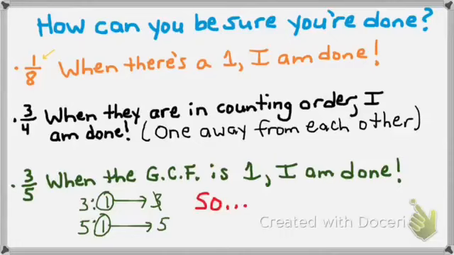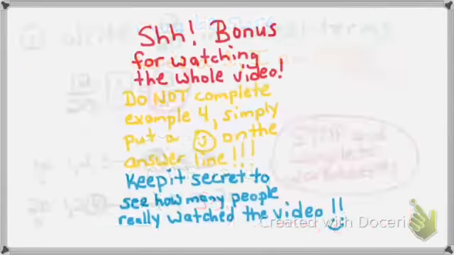So go back up to the orange. When there's a 1, I'm done. Black, when they're in counting order or they're one away from each other, I'm done. And the green, when the GCF is 1, I am done. Therefore, when reducing or simplifying or putting fractions into lowest terms, 1 means done. That's just a good check.